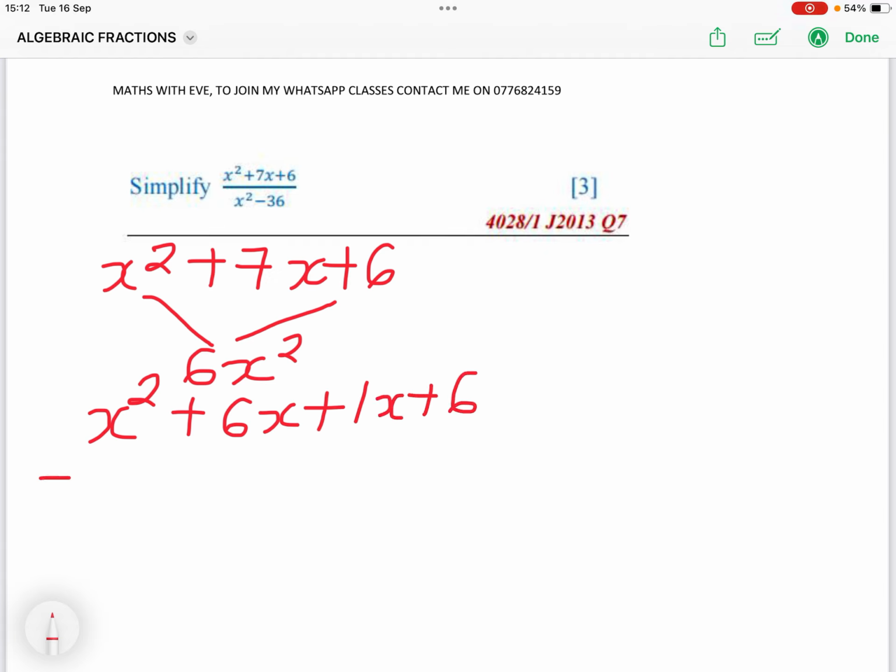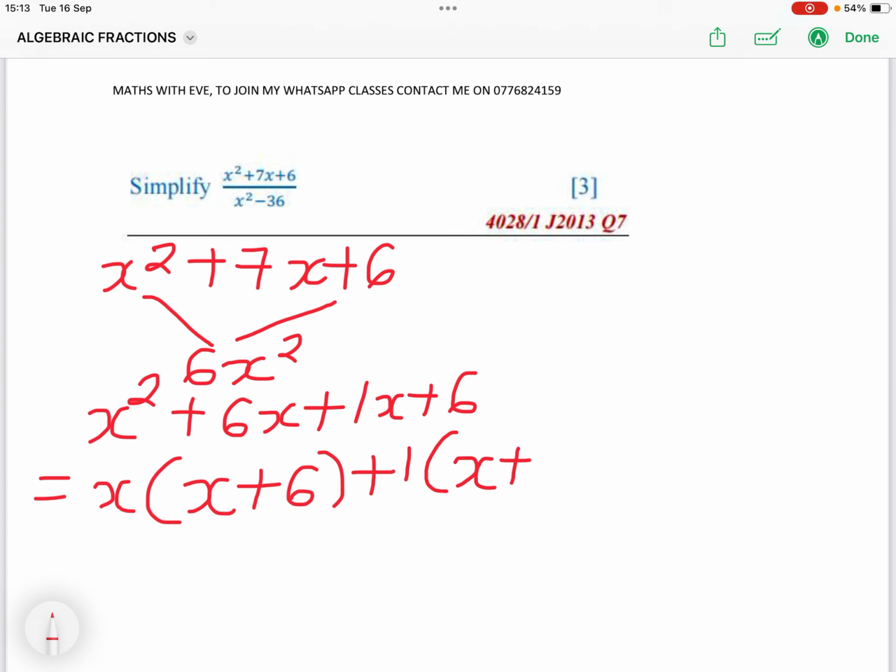And then we factorize in pairs. For the first pair, we factor out x. X squared divided by x is x. 6x divided by x, we get 6. And then here, the highest common factor is 1. We factor it out, and we remain with x plus 6 inside the brackets. So our final factorized form is going to be x plus 6 times x plus 1.